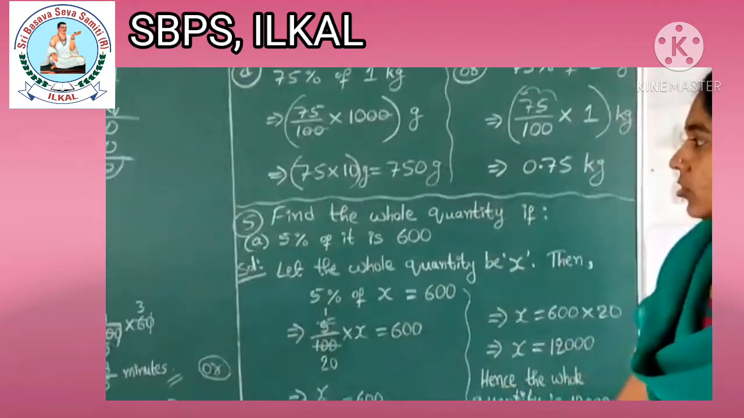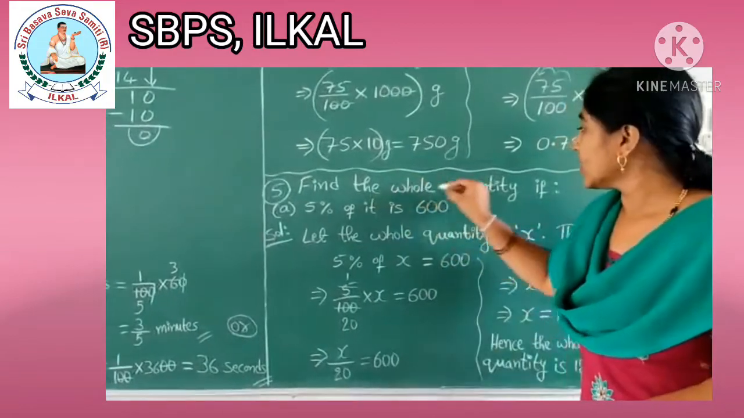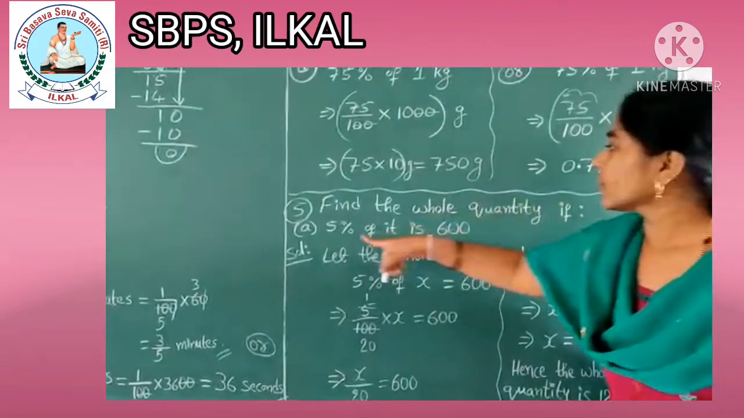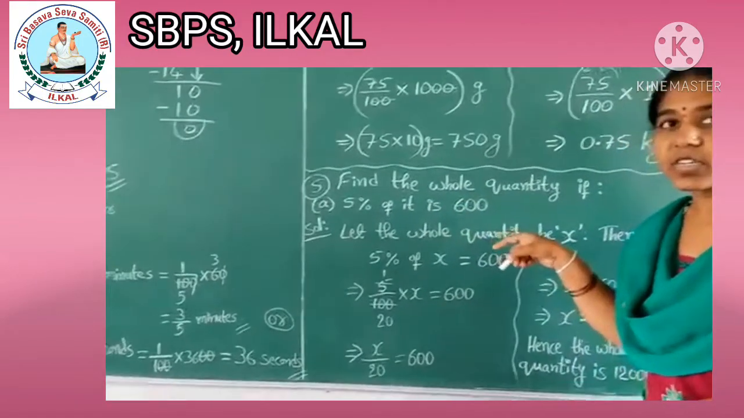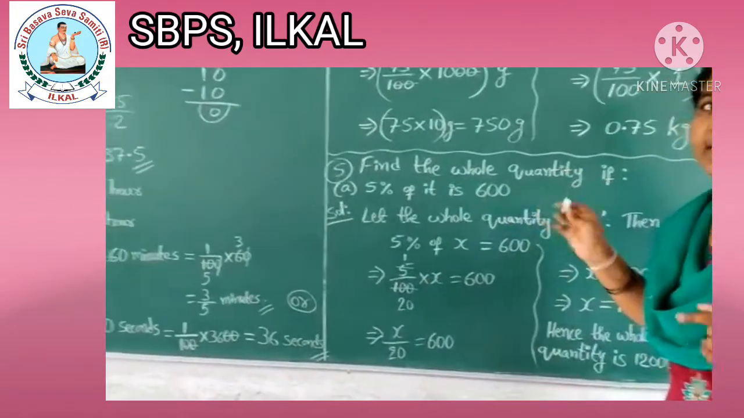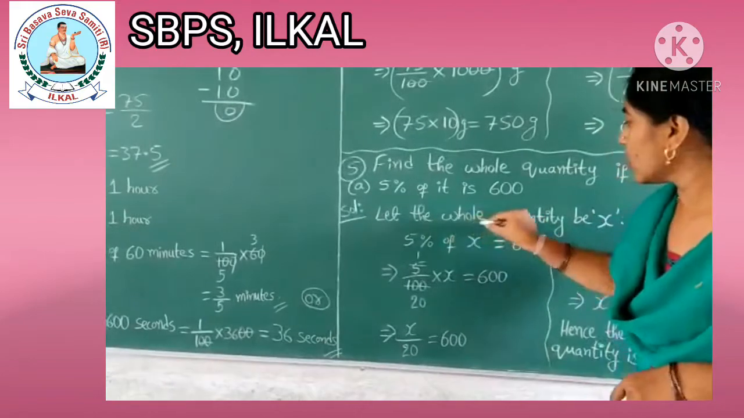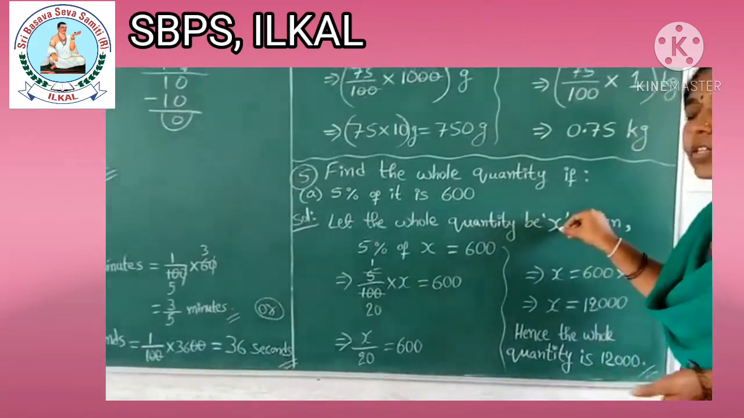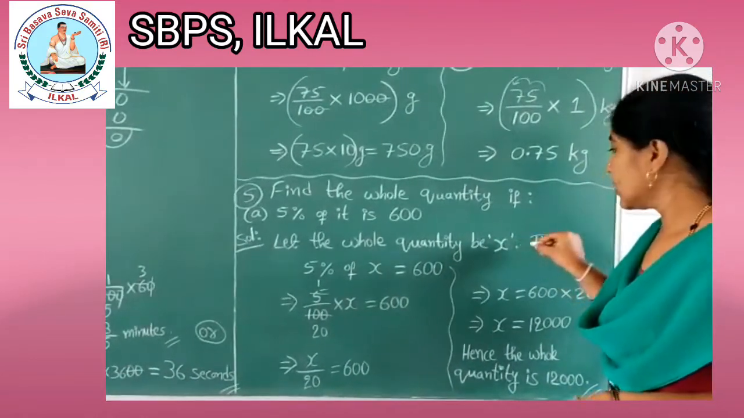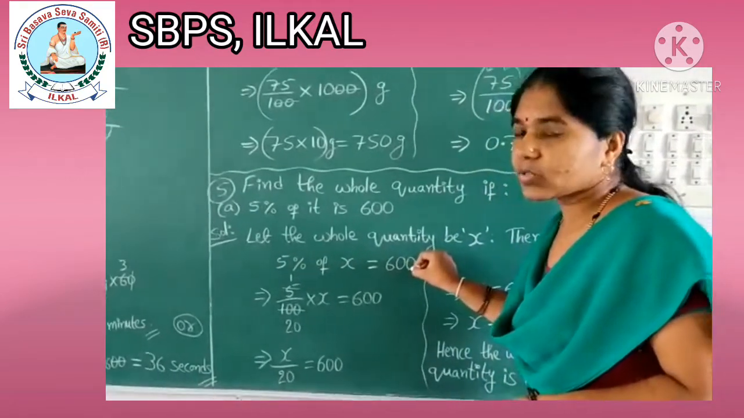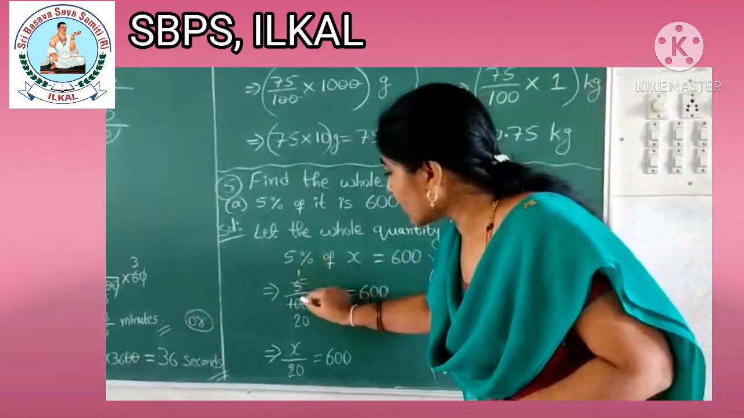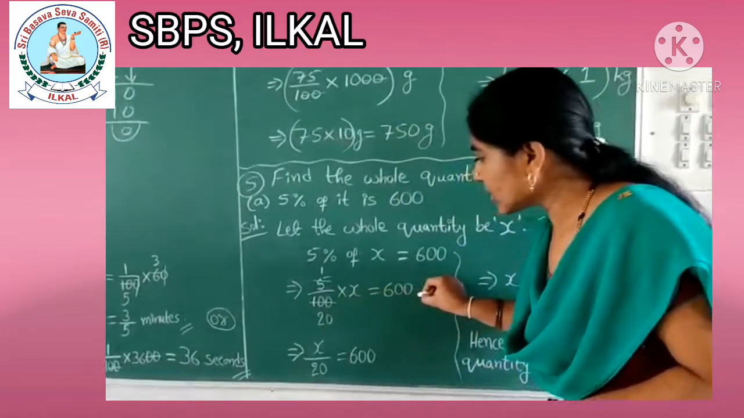Okay. Next question. Find the whole quantity if 5% of it is 600. They gave 5%, children. We have to find the whole quantity here. Okay, let the whole quantity be x, because we don't know, let us consider any variable. Then 5% of x is equal to 600. It has to become 5% means 5 by 100 into x is equal to 600.